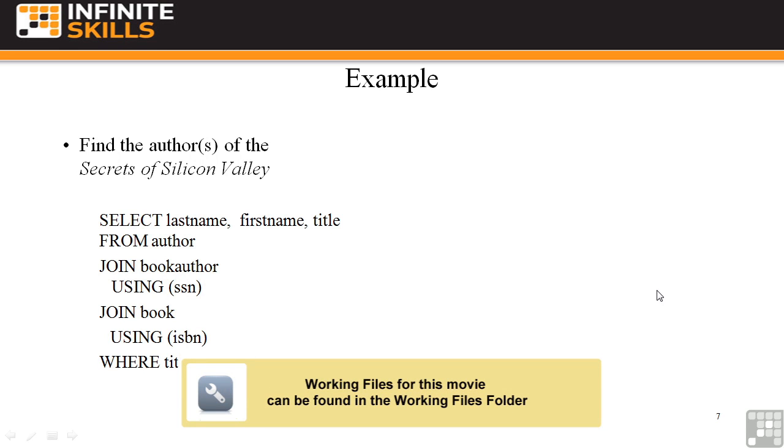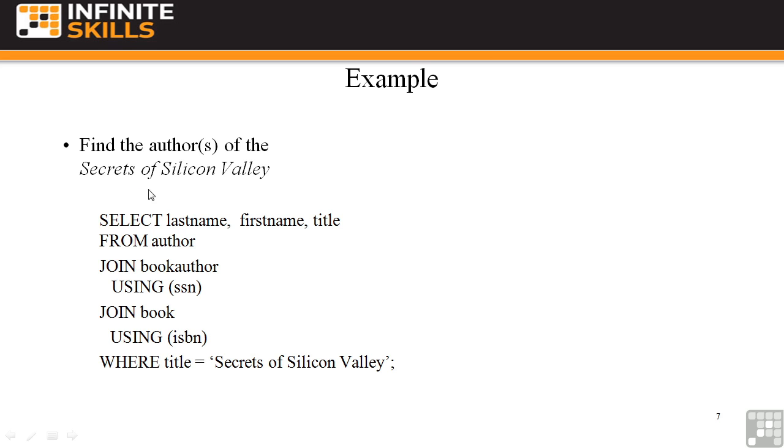This continues our presentation on joining tables. Now, where we left off is with this example. It asks to find the authors of the book Secrets of Silicon Valley. If you may recall, there's an author table and a book table and a table in between them to glue everything together, because we've got to go through 3 tables to get an answer to this.